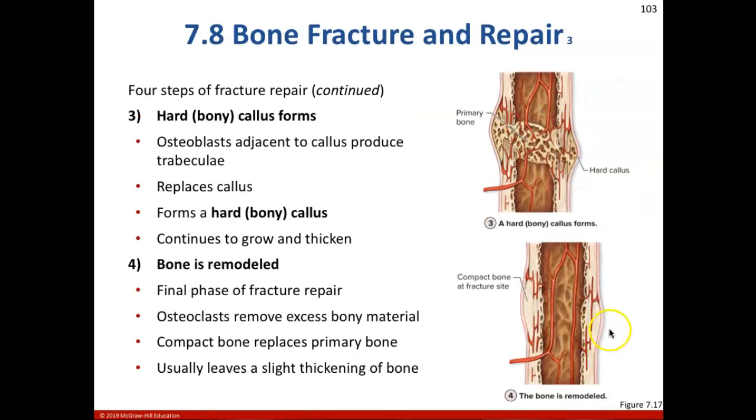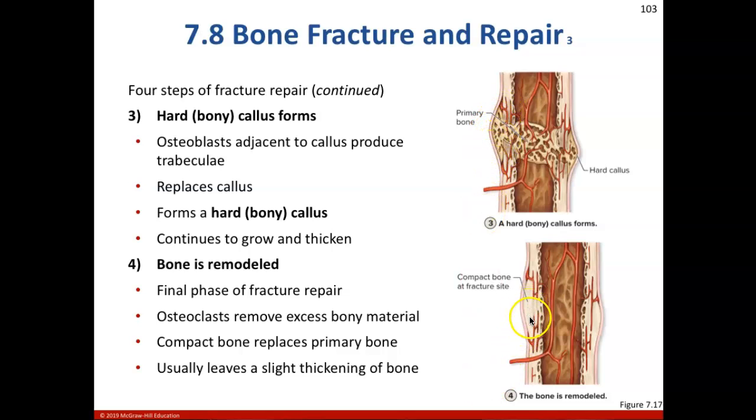Our third step is to form a hard or bony callus. So our osteoblasts are going to move into this area adjacent to that fibrocartilaginous callus that was produced, and the osteoblasts will produce trabeculae. This will replace that callus and form a hard bony callus, and then it'll continue to grow and thicken. So we can see that we've got this thickened area in here.